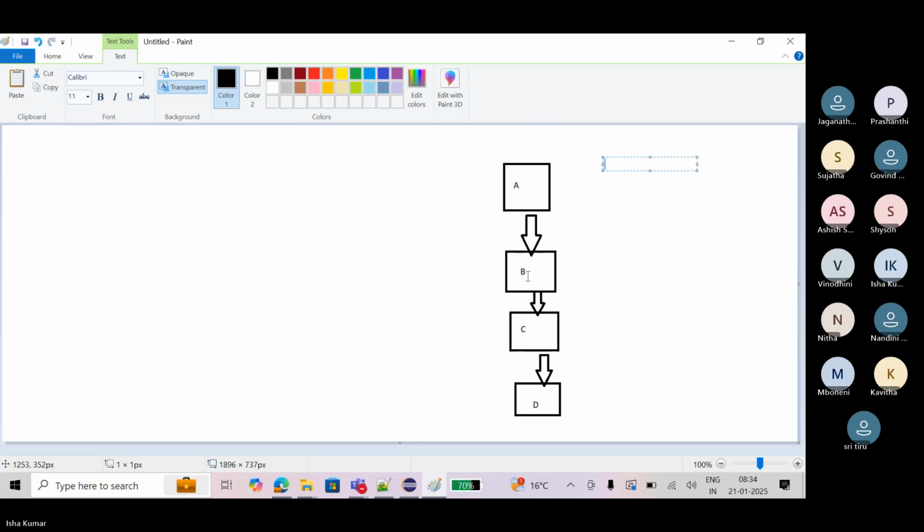Yes. B is a superclass of C or not? Yes. C is a superclass of D or not? Yes. I am telling direct superclass. A is a direct superclass of B. B is a direct superclass of C. C is a direct superclass of D. Now B is an indirect superclass. Sorry, C is an indirect superclass.